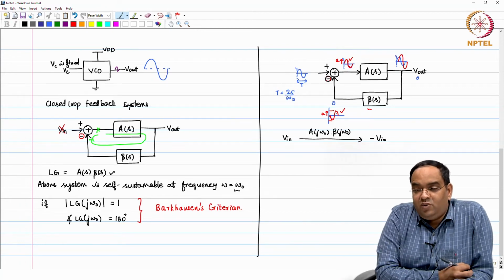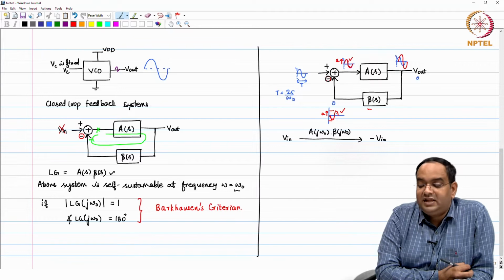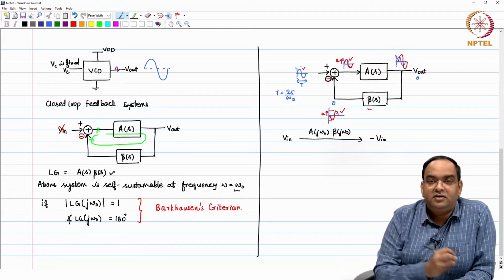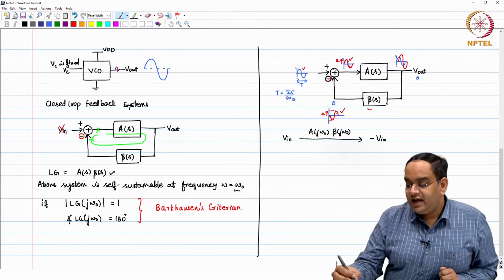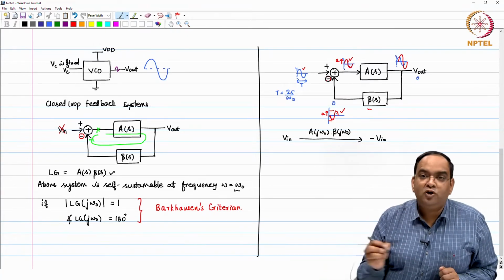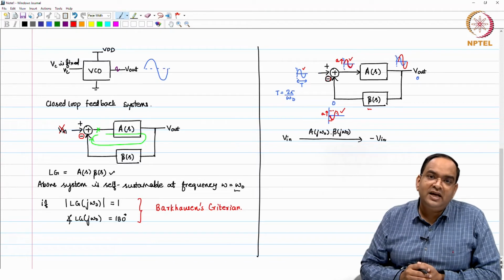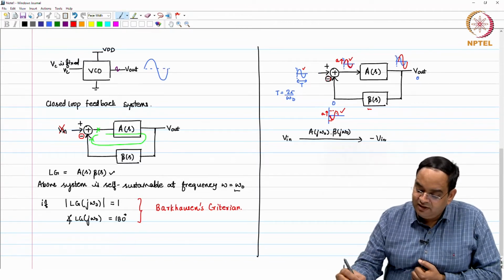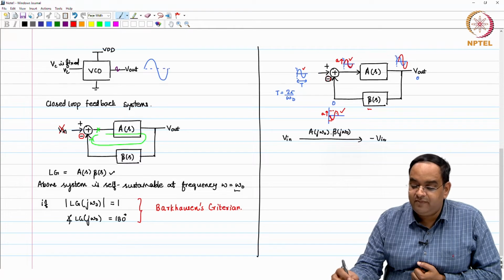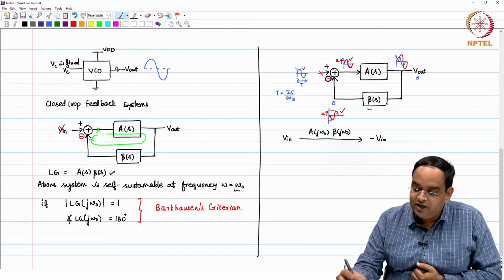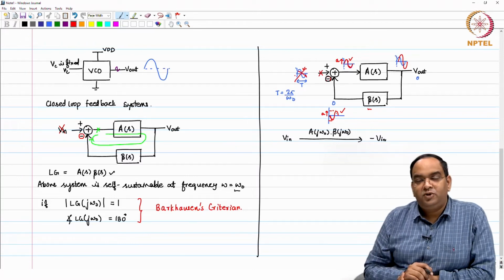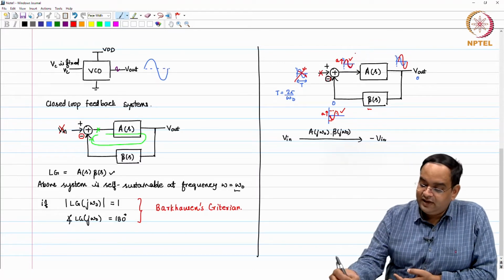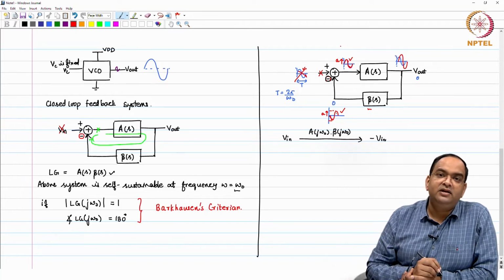Now you think that you provided the sine wave to begin with, and then the system itself is also feeding the sine wave. If the system itself is also feeding the sine wave of the same value, then you do not need to feed anything at the input. And this sine wave will be sustained in the system on its own.